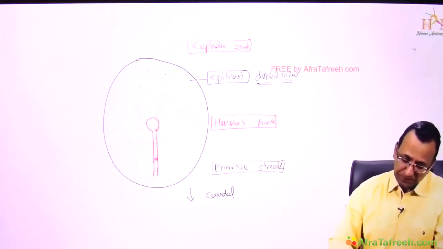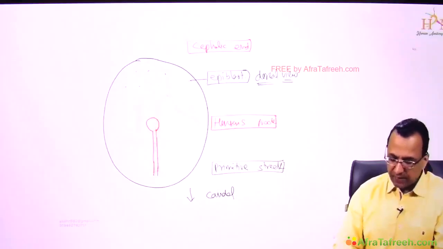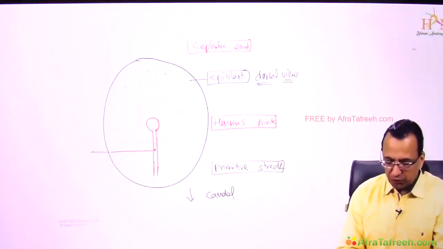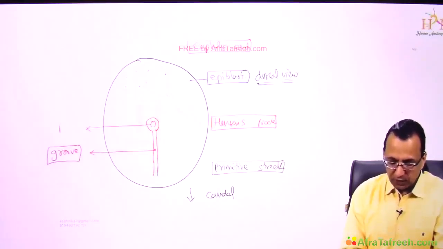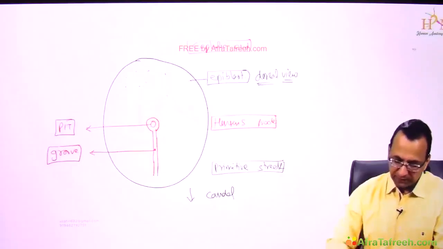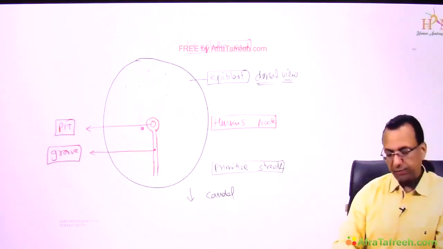And as you see, there will be a primitive groove also. So this is the primitive groove, and there will be a primitive pit as well. So there is a primitive streak having a primitive groove and a primitive pit.